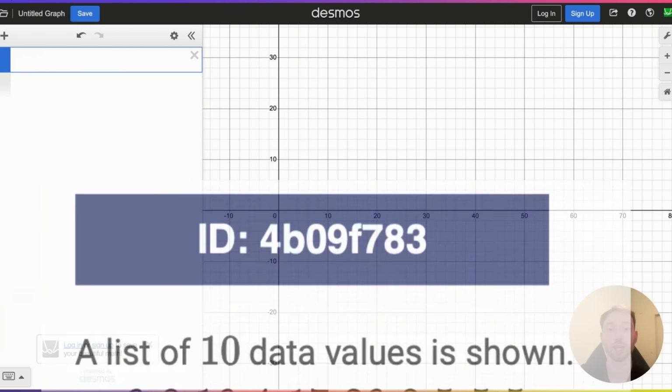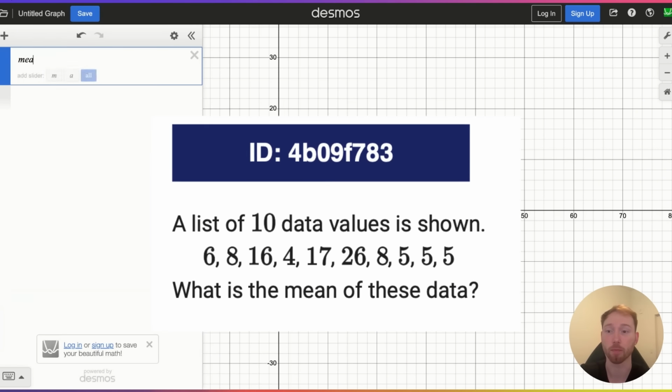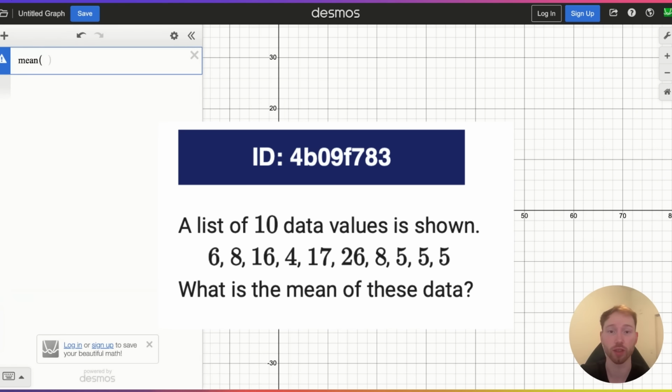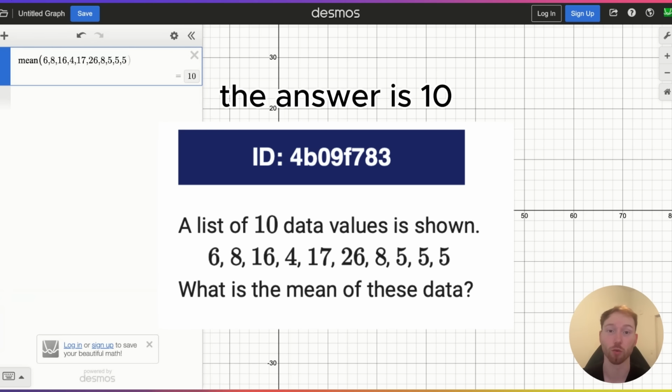When you want to solve for mean on the SAT, you just need to type in mean into Desmos, and in the parentheses, type in your data values. Taking a look at the practice question here, you can just type it in, and it'll give us the mean, which is 10, really quickly. Here's when it's most useful.